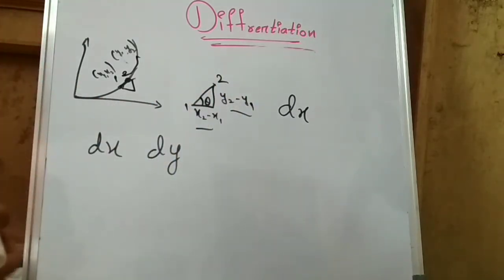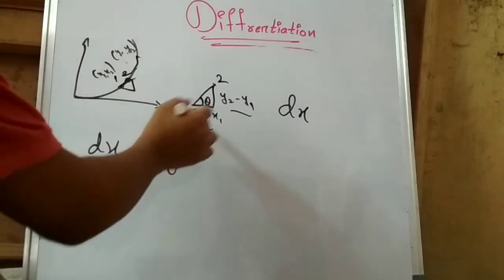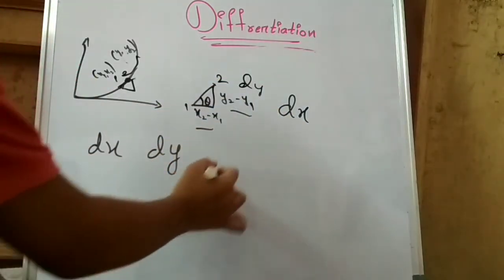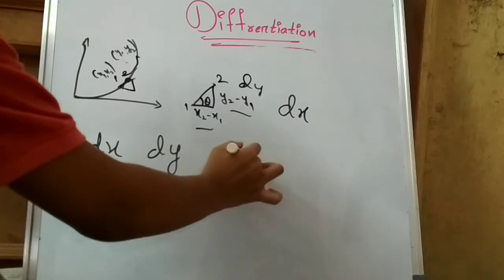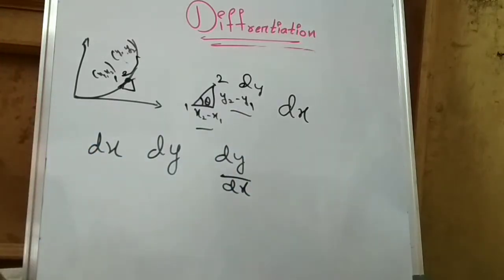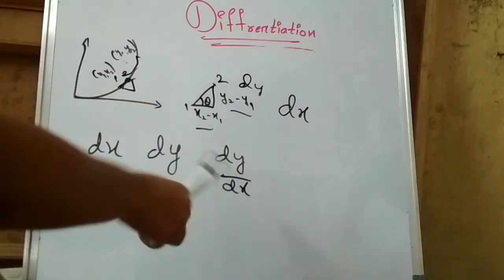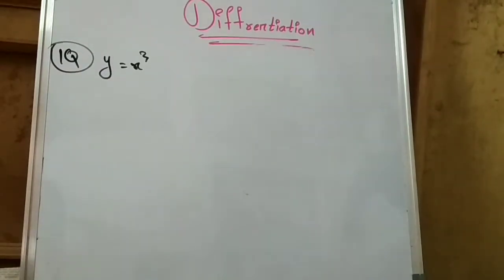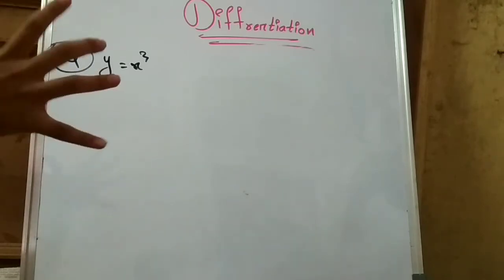So that gives us slope equals tan theta, which is y2 minus y1 by x2 minus x1. Instead of y2 minus y1 we take dy, and instead of x2 minus x1 we take dx. So that gives us dy by dx. I hope you understood. That was to make you understand the basic concept easily.